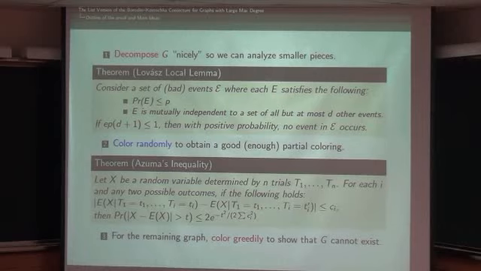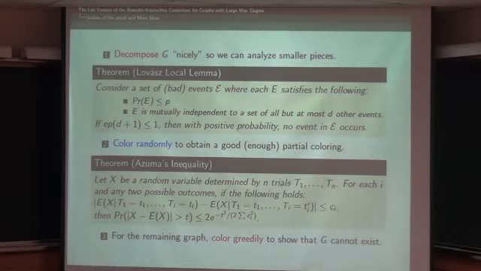So once we decompose G into these nice smaller parts, we're going to randomly color this graph. We're going to apply the naive coloring procedure, which I'll define later. So we're going to color this graph randomly so we get a good enough partial coloring. When we're doing this coloring, we always want to have a proper coloring, and then we're going to improve this proper coloring until we can color the entire graph. And the way we do it is we use Azuma's inequality.